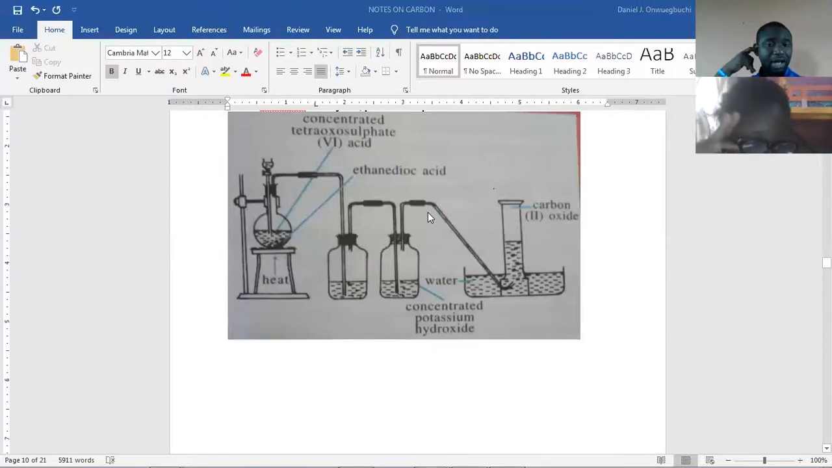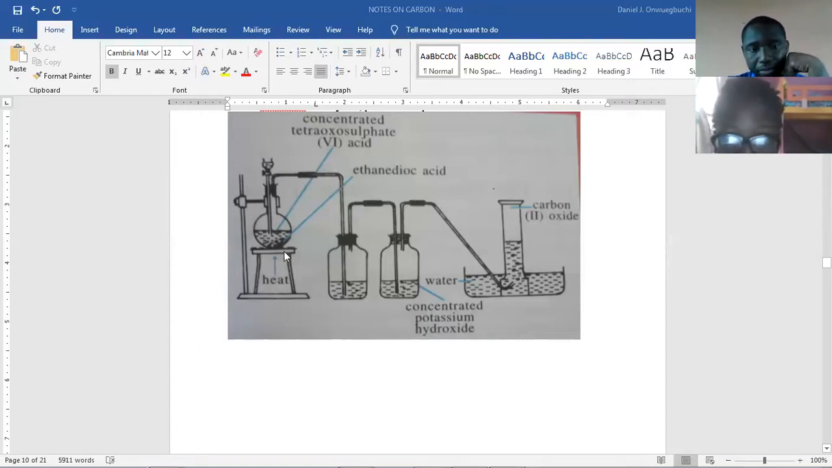I'm trying to share something. I want to use that picture to explain something. Okay, now this is it. I'm going to use this picture to explain what I want to say. This is how to prepare carbon 2 oxide. Okay, this is how to prepare it.